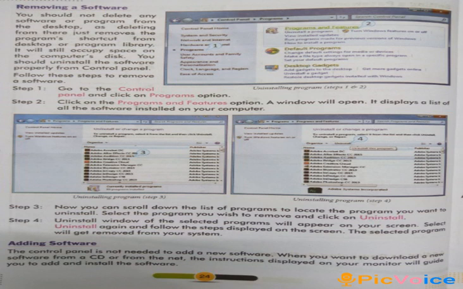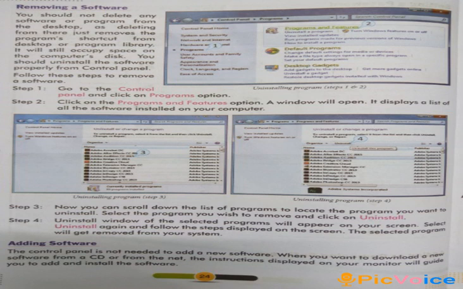Step 4. Uninstall window of the selected program will appear on our screen. Select uninstall again and follow the steps displayed on the screen. The selected program will get removed from the system.